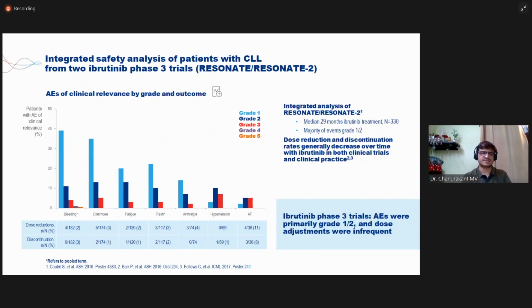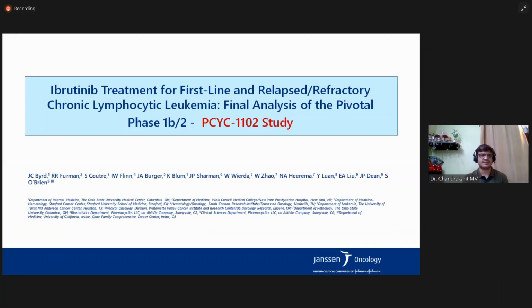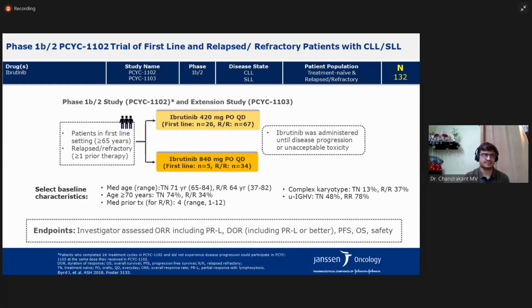So this is the integrated safety analysis of patients with CLL in both RESONATE and RESONATE-2 trials. The adverse events were primarily grade 1 and 2, and dose adjustments were infrequent. So now we have this 8-year follow-up data of ibrutinib in first line and relapsed refractory. This is the final analysis of the pivotal phase 1b part 2 trial, which was the initial dose escalation trial that they used, and they have a long-term follow-up of these patients.